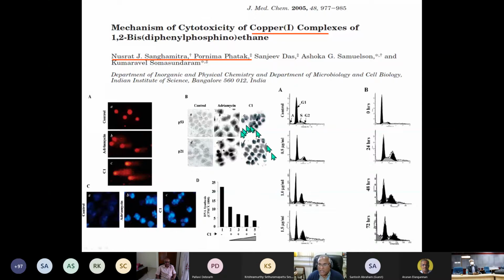Nasrat was the graduate student from Ashok's lab, and Purniya Padak was a postdoc from my lab. We looked at the mechanism behind the cytotoxicity of this copper complex, and we show very nice pictures that the copper complex is able to make DNA damage, induce apoptosis, and also induce p53 and its target gene p21, and inhibit DNA synthesis. Nice cell cycle analysis shows that the copper complex induces not only cell cycle arrest in G1 and G2, but also a huge amount of apoptosis. And this is one of the very highly cited papers.